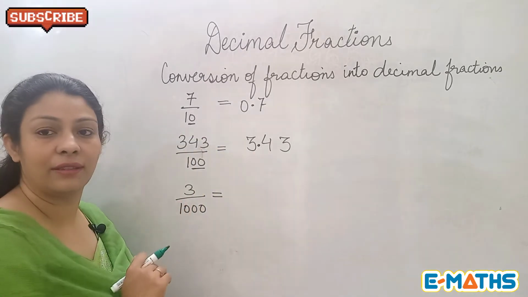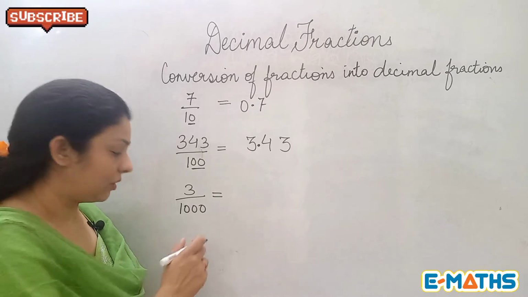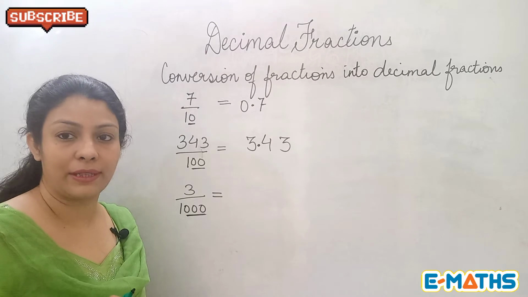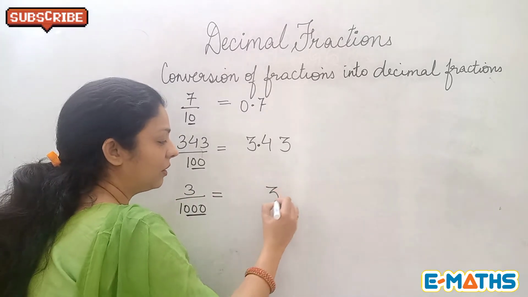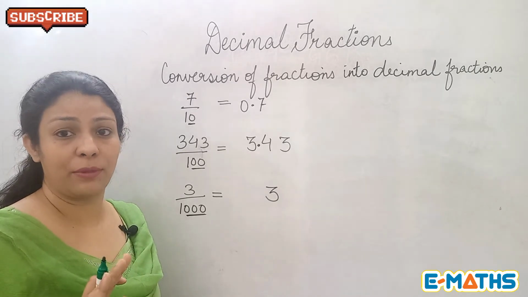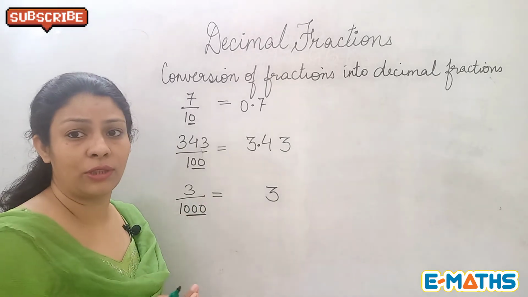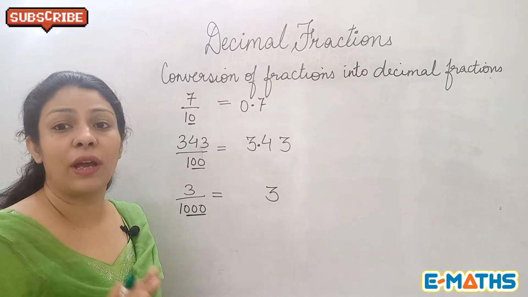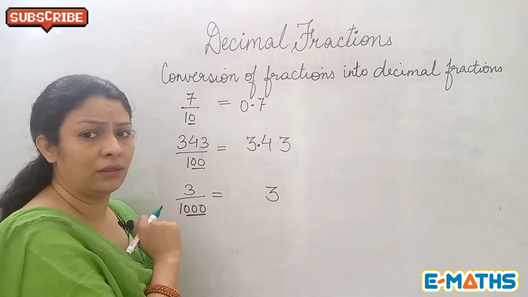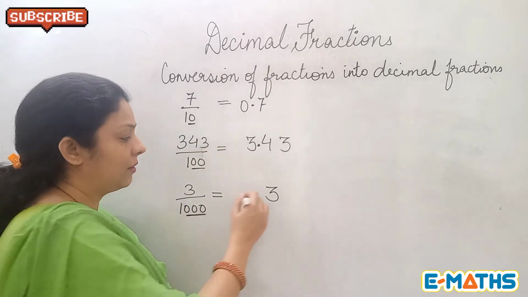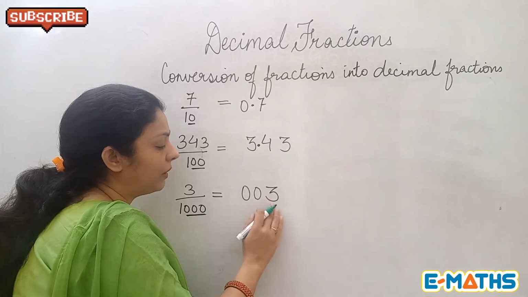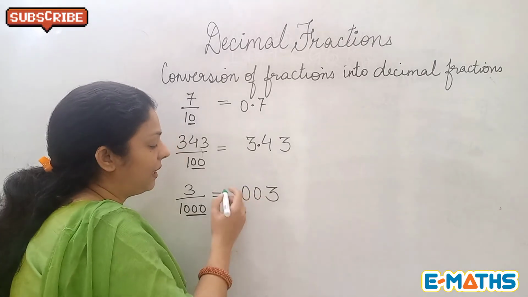Now this is 3 upon 1000. Now this one is having 3 zeros. That means my answer should have 3 decimal places. Now let me write down the numerator as it is. I have to get 3 decimal places because my question is having 3 zeros in the denominator. But I have only one number in the numerator. What to do then? Just add up 2 zeros. Now when you count, you have 1, 2 and 3. Then you can put up a decimal and this is your answer.